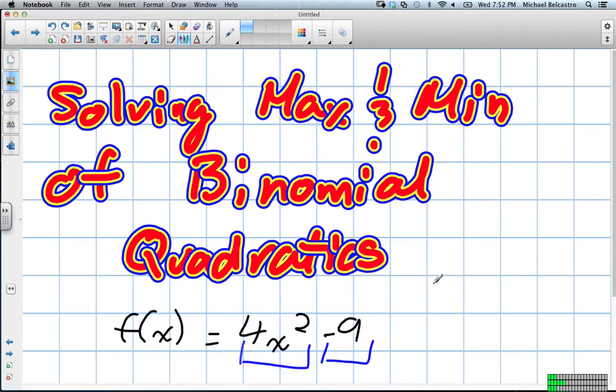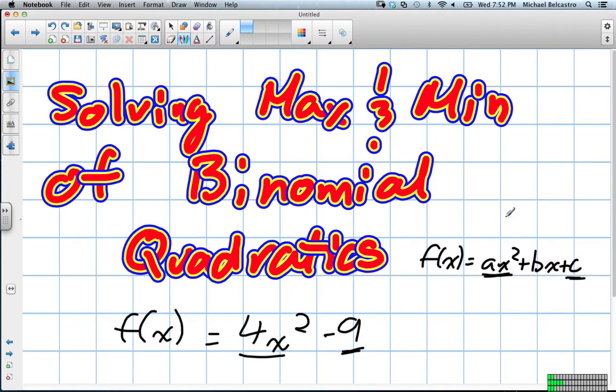This can be considered in two different forms. It's not factored, so it's standard form, where we have ax squared plus bx plus c. We have 4x squared, which could be our a, and 9, which could be our c, so that looks like standard. I'm going to show you a trick to solving a binomial quadratic in standard form very quickly. And there's a really fast way to do this if you can visualize.